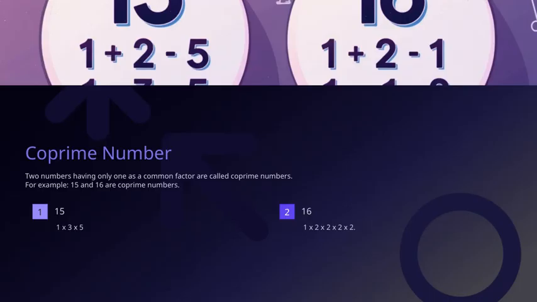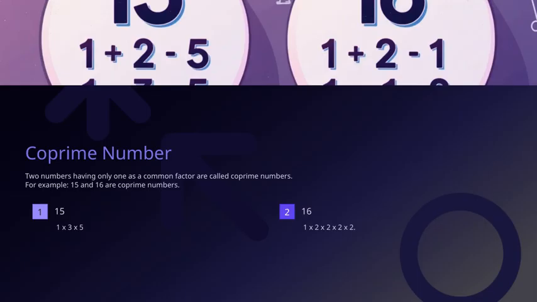Now let's talk about coprime numbers. 2 numbers are called coprime if they only share 1 as a common factor. Essentially, this means they have no other common divisors besides 1. For example, consider 15 and 16. When we look at their factors, 15 is 1 times 3 times 5, while 16 is 1 times 2 times 2 times 2 times 2. Since the only common factor they share is 1, these 2 numbers are coprime.